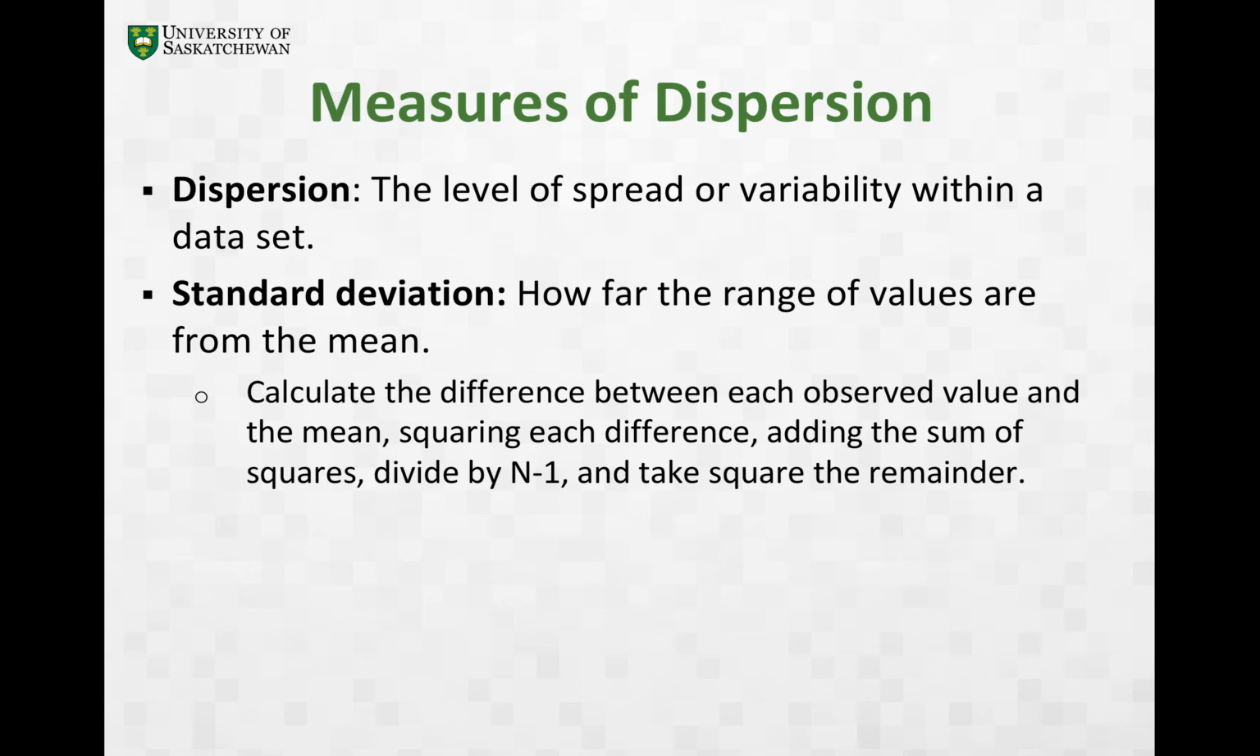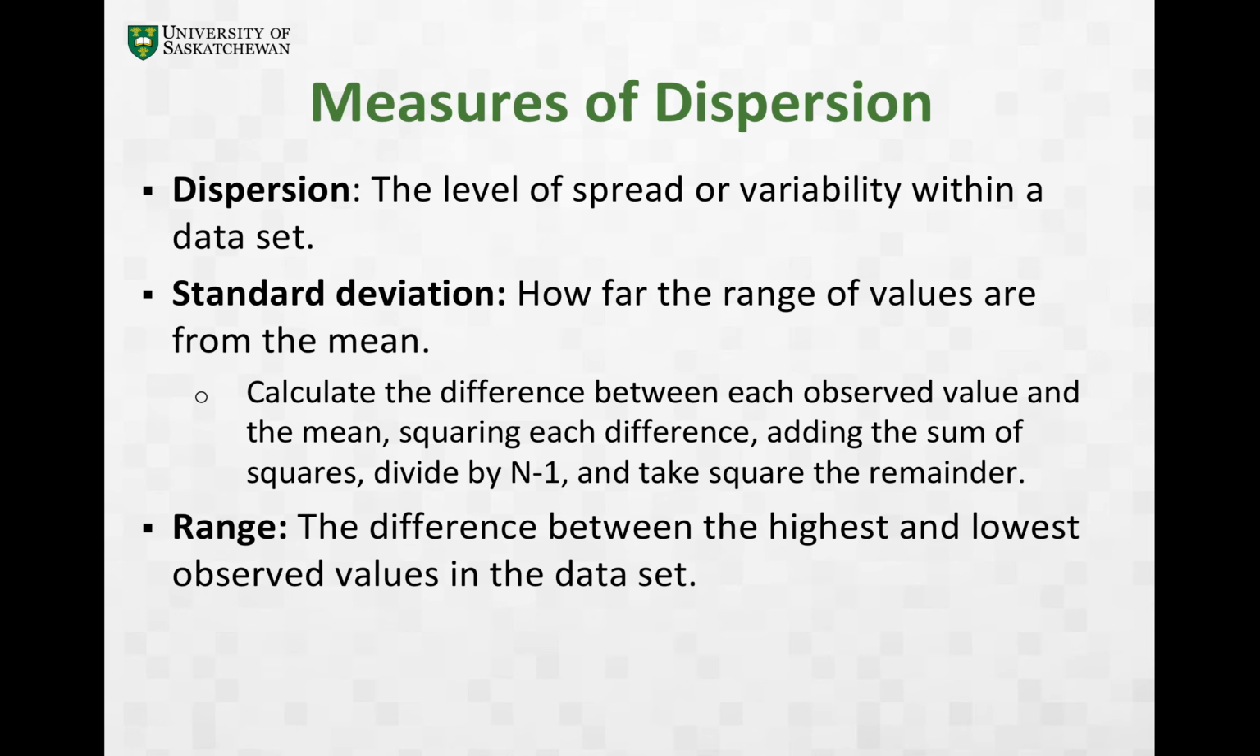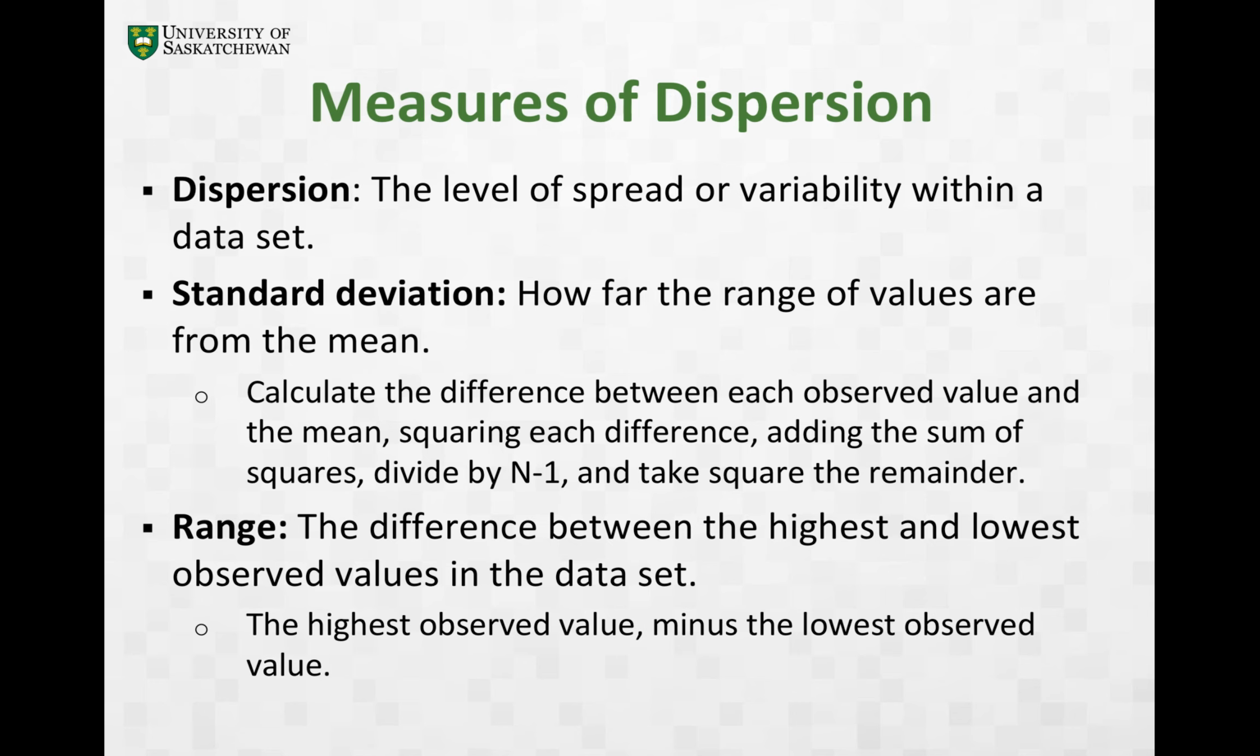The way that we calculate it is a little bit involved. We take the difference between each observed value and the mean, square the differences, add the sum of the squares, divide by n minus 1, and then take the square root. We also have what's called the range, which is the difference between the highest and the lowest observed values in the data set. To calculate that, we take the highest value minus the lowest observed value. Okay, so these are some of the measures of dispersion.